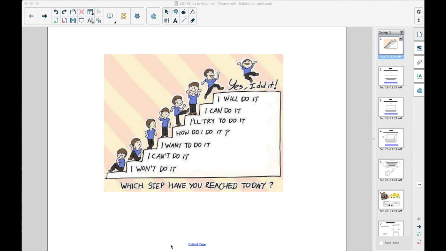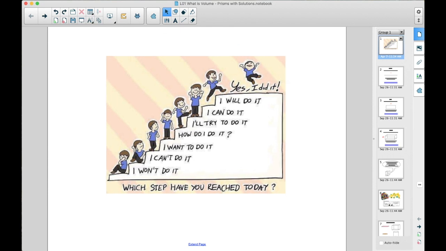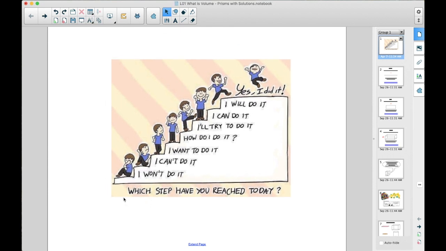We're going to be moving on to Unit 8 now, which is all about three-dimensional measurement calculations. And I'm just going to remind you about our staircase to success.